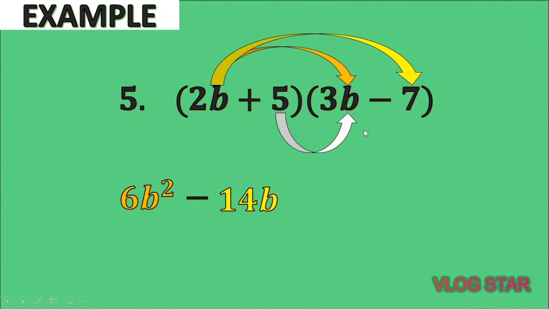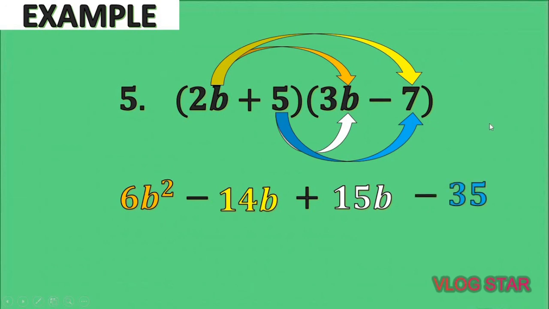To distribute positive 5, we have 5 times 3b. Since they are both positive, let's put plus sign. Product is 15b. Lastly, we have positive 5 times negative 7. Since they differ in sign, the product now is negative. Putting minus sign, 5 times 7 is 35.